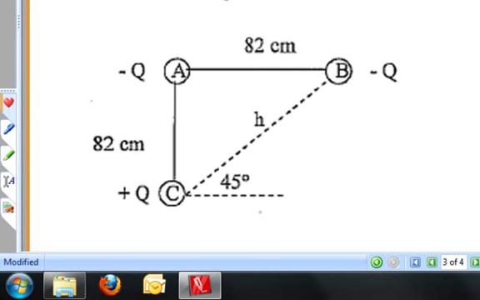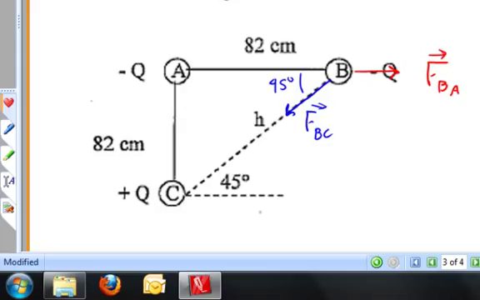We are looking for the net force on charge B, which is negative, due to charges A and C. In this diagram, let's indicate what the directions of those forces are. The force on B due to A is repulsive, so B is going to be pushed to the right by charge A. The force on B due to C is attractive because I have unlike charges. So FBC is going to be an attractive force. It's at a 45-degree angle.